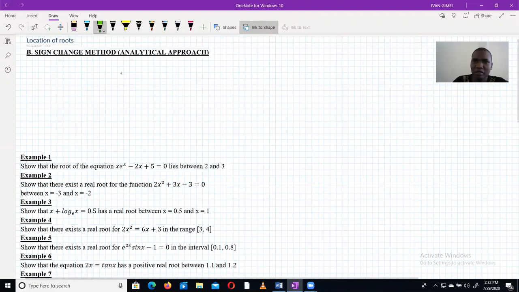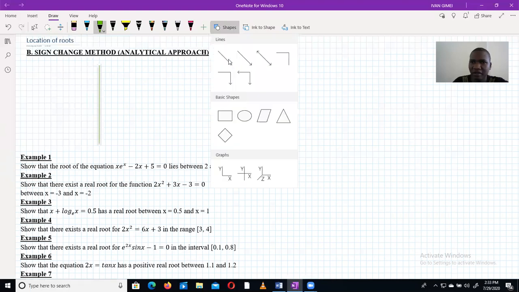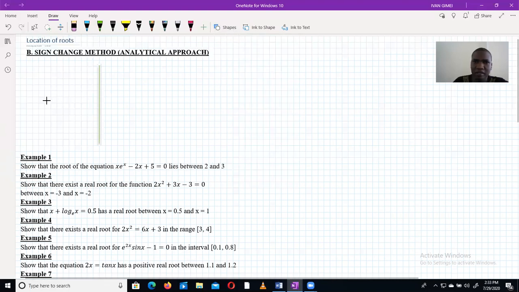Let's see. Let me get a line. I think this is going to work. You have a line like that, and you have another one. Let's say you have another line. It's like this. These are axes, not just lines. We have this and that. So let's say this is our x-axis, and this is our y-axis. This is x-axis, and this is y-axis.